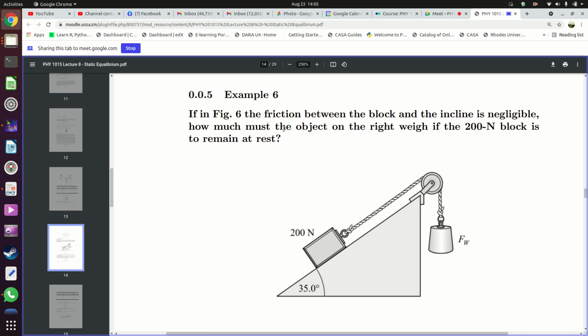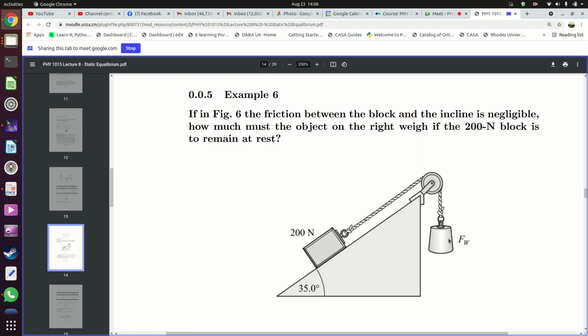How much must the object on the right weigh if the 200 Newton block is to remain at rest? So we have this 200 Newton block, and there's this particular object on the right here. The requirement is that the 200 Newton block should remain motionless. And how much then should this be if that is to remain motionless?